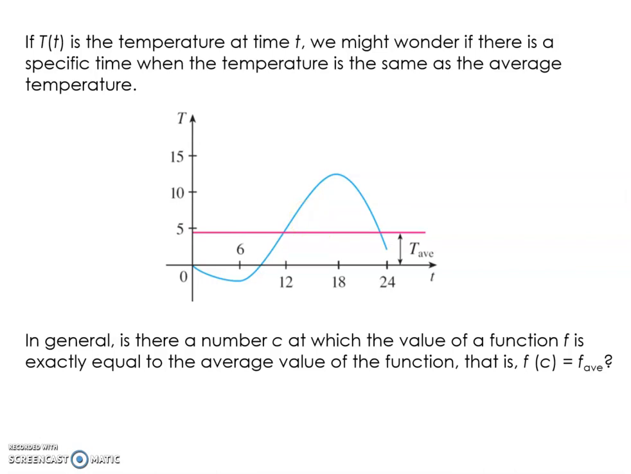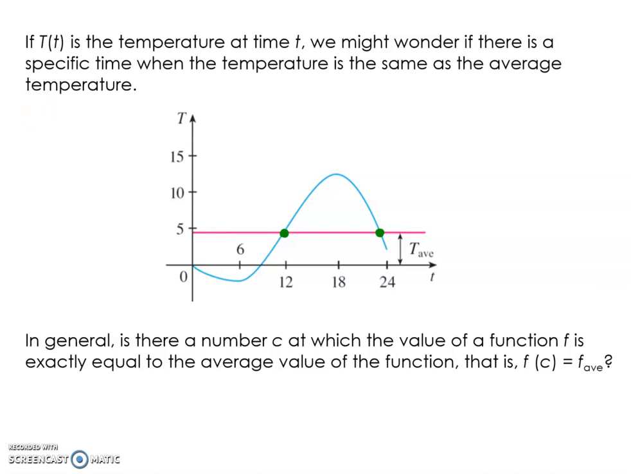So we can see from this graph that they intersect twice. They intersect right here at 12, and they intersect again at 24. So at like noon and midnight, the average temperature, which is the red line, is going to be the same temperature as the actual temperature. So in general, is there a number c at which the value of a function f is exactly equal to the average value of the function? So basically, does f of c equal f average ever?